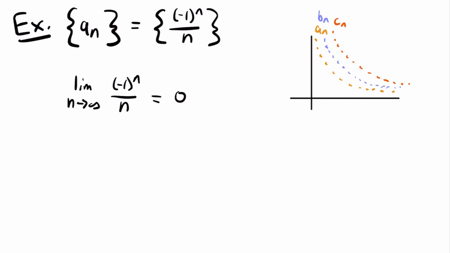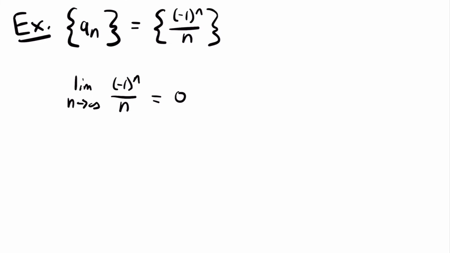So b sub n has to have the same limit as a sub n and c sub n if it lies in between them. And so what the squeeze theorem allows us to do is, if we can find two sequences that this sequence lies between, and those two other sequences have the same limit, then this sequence will also have that limit. And so if we set up the squeeze theorem here, we're going to have a sub n less than or equal to b sub n less than or equal to c sub n, and we're going to let b sub n be our sequence of (-1)^n divided by n.